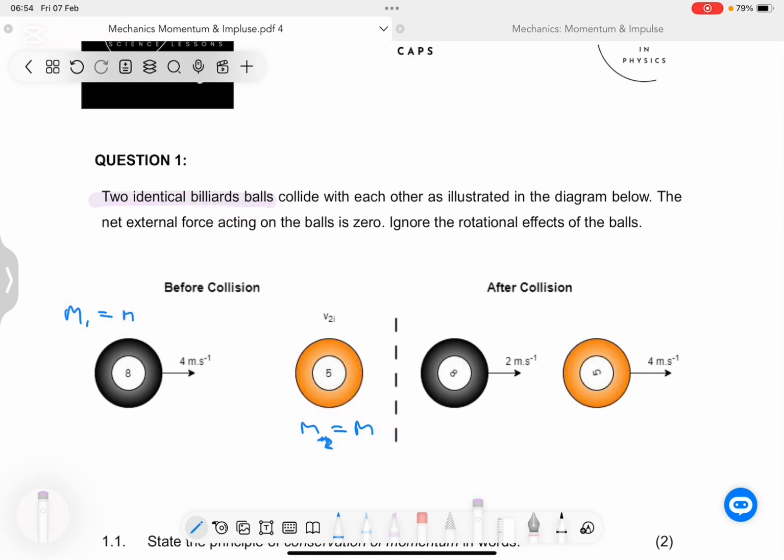Now we can see that the black 8 ball actually moves to the right with 4 meters per second, and the 5 orange ball doesn't have a velocity shown. We don't know what its velocity is. They've just written V2 initial, right? It could be going in that direction, it could be going in that direction. We are not told. We don't know.